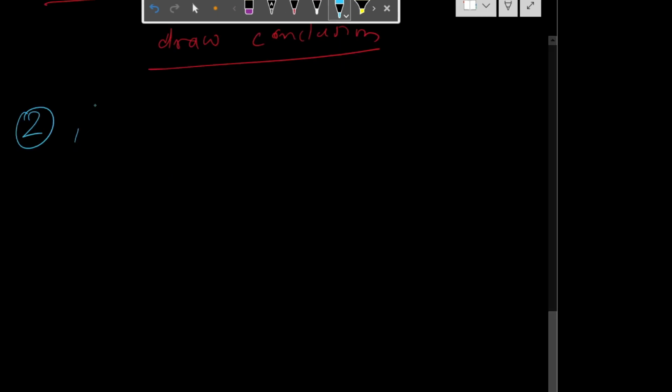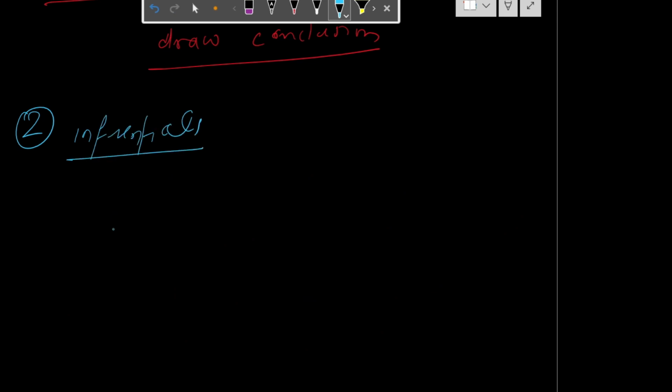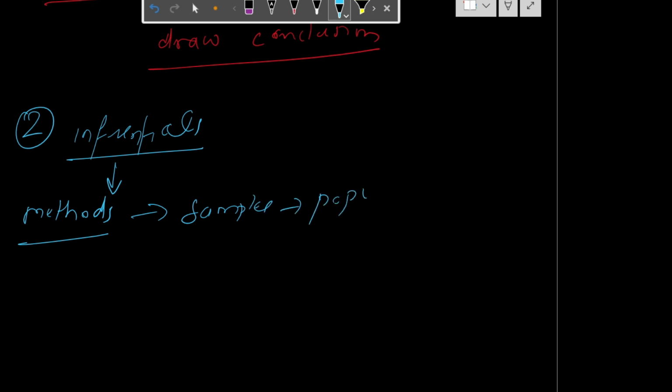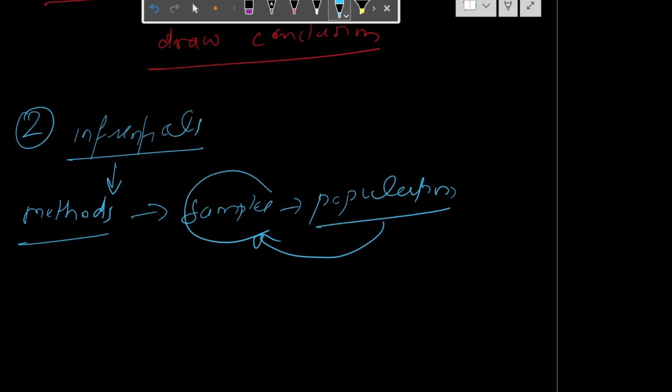The second type is inferential statistics. Inferential statistics is also a kind of method like descriptive, but here we use a sample instead of a population. We use the sample in order to predict or make decisions about the population. When we draw conclusions, forecasts, or predictions about the population with the help of a sample, it is termed inferential statistics.